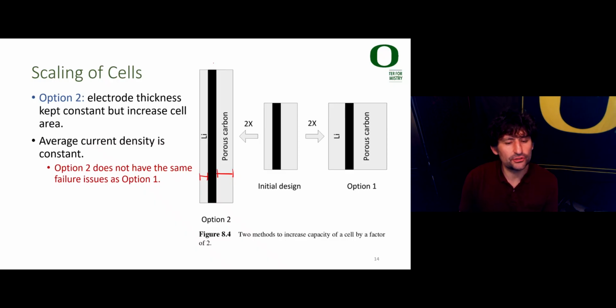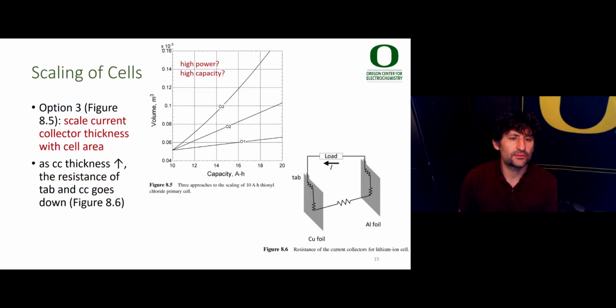But of course, option 2 uses a lot more current collector and separator, and the electronic resistance of the current collectors is also increased. So let's consider option 3. This is shown in figure 8.5, where we scale the current collector thickness with the cell area. So we scale both together. As the current collector thickness goes up, the resistance of the tab in the current collector goes down.